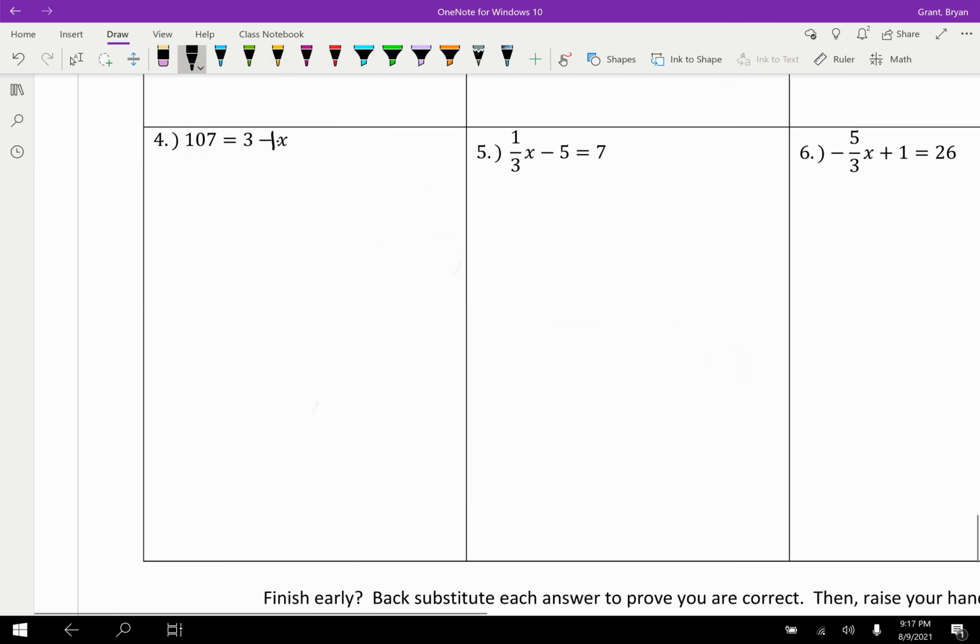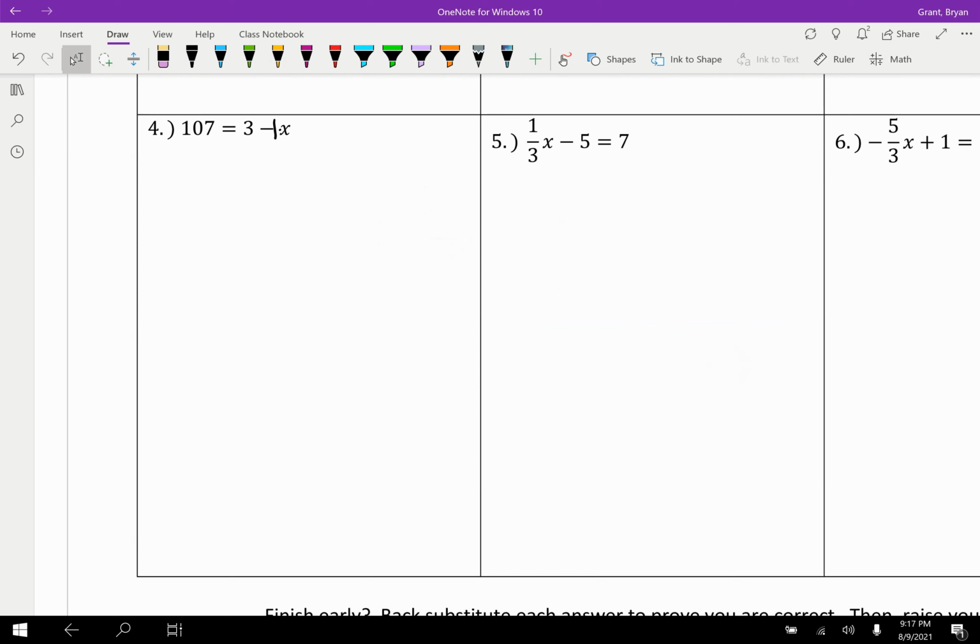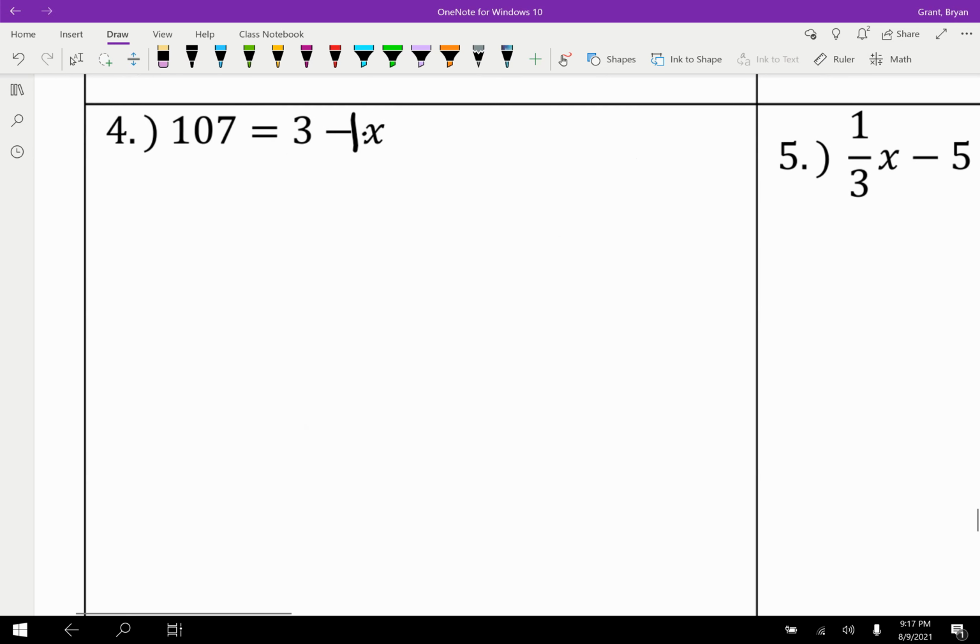All right. 107 equals 3 minus 1x. Well, I don't like this. I always like to write my term with x first. So I'm going to reorganize this. I'm going to say 107 equals negative 1 times x comes first. And then what type of 3 goes at the end? Is this 3 positive or negative? Looking out front, there's no sign, which tells us the 3 is positive.